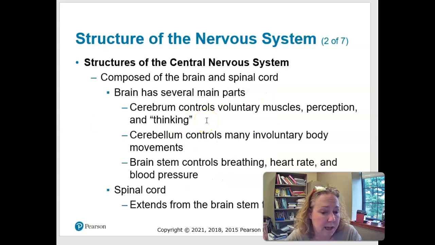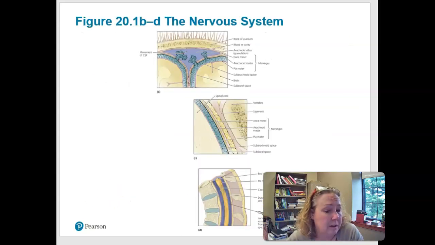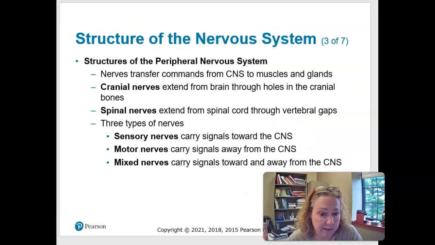Okay. So again, structures of the central nervous system, your brain and your spinal cord. It's your thinking, your processing, controls also your involuntary movement, which is important. Your brainstem controls things like your breathing, your heart rate, your blood pressure, and it extends from your brainstem to your tail, your little tailbone there. Here again, central nervous system, we're going to have different areas of the brain. We will talk about those if they get infected.